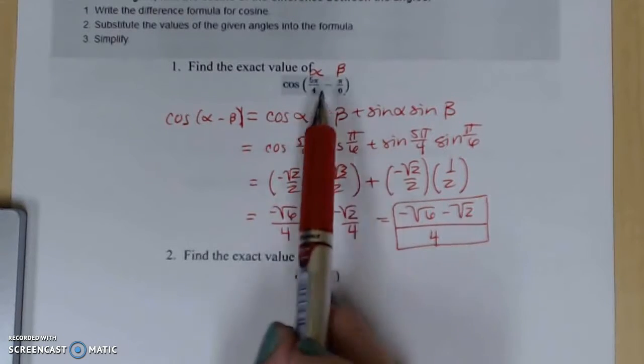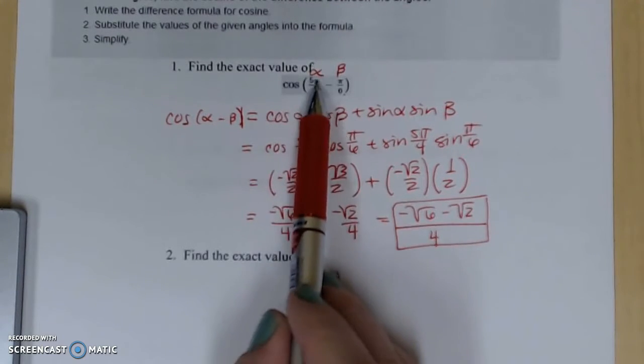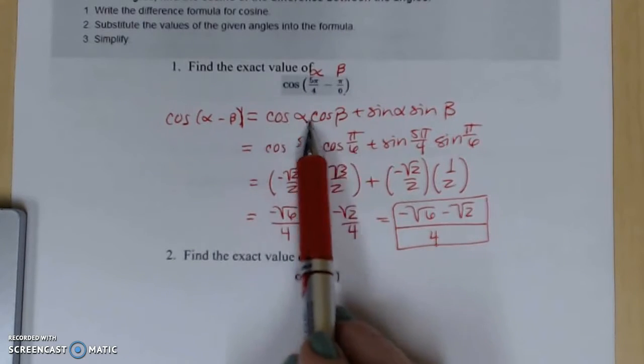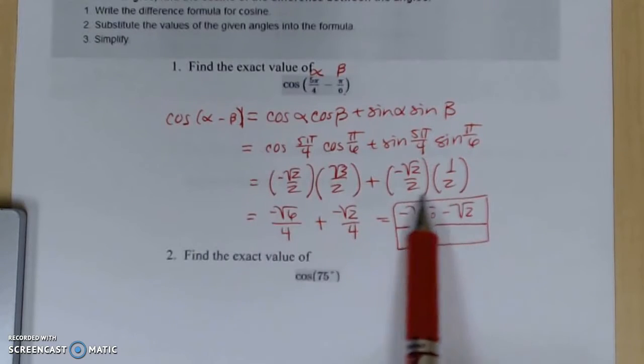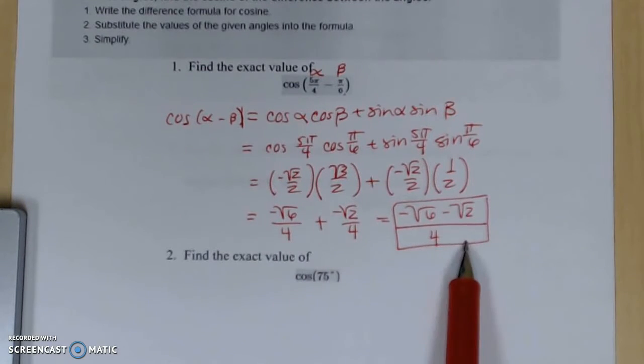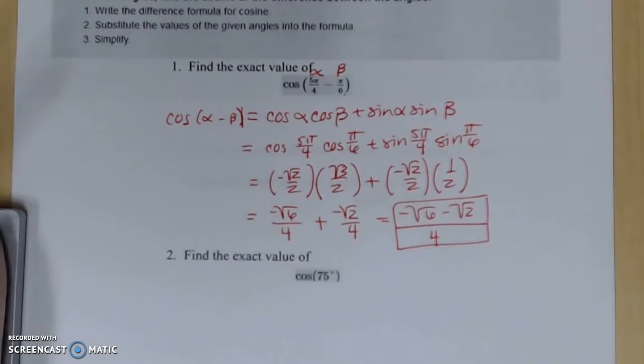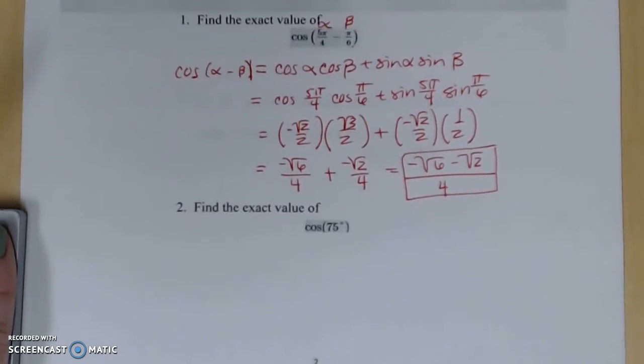So you can see here that with just this first example, I identified my alpha, my beta, I wrote my identity, plugged in my alpha and betas, referred to my unit circle, and then finished out my arithmetic. Now let's go to one that is not as straightforward as that.